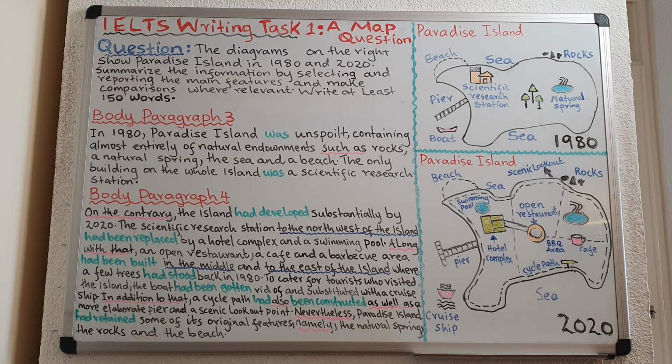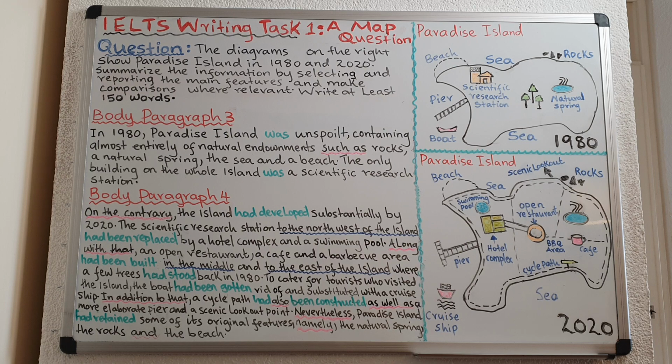Now, what should you put in body paragraph 3? Body paragraph 3 should be based on the first diagram, and that is Paradise Island in 1980. What you need to do is identify and describe all the key features in Paradise Island in 1980. So body paragraph 3 should be based on the first diagram that you have. The next thing that you need to do is begin writing.